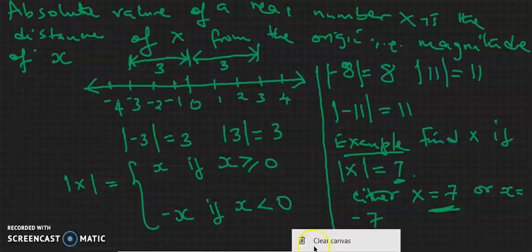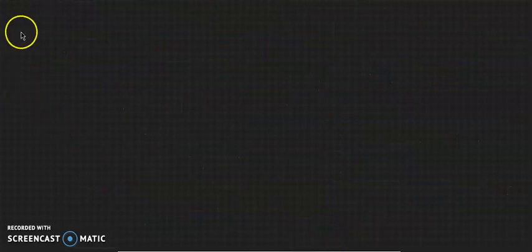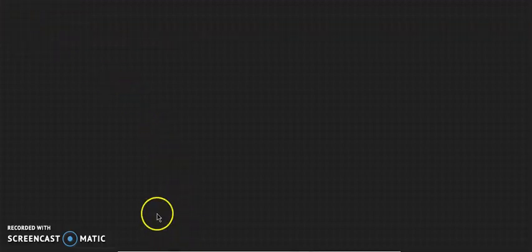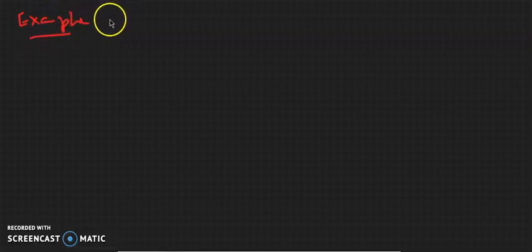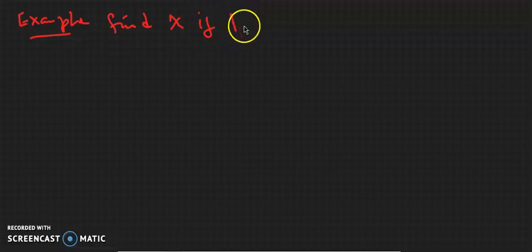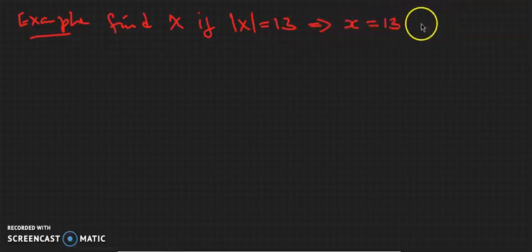We can go on and have some more examples. For example, suppose we have the absolute value of x is 13. What is x? It means that either x is positive 13 or x is negative 13.